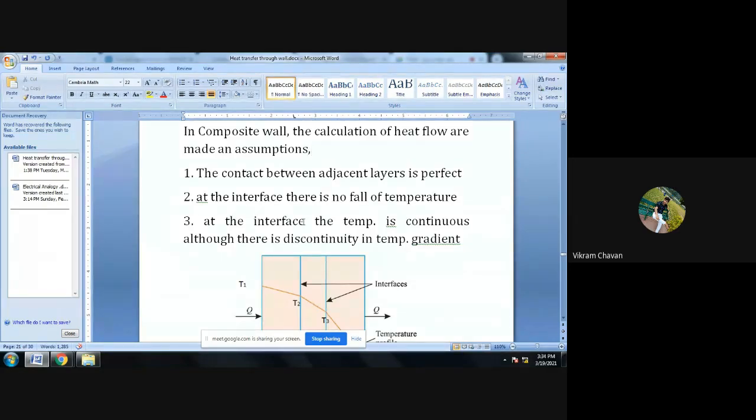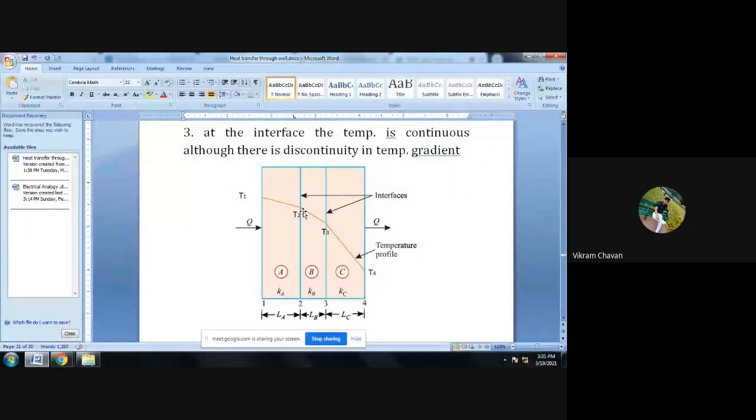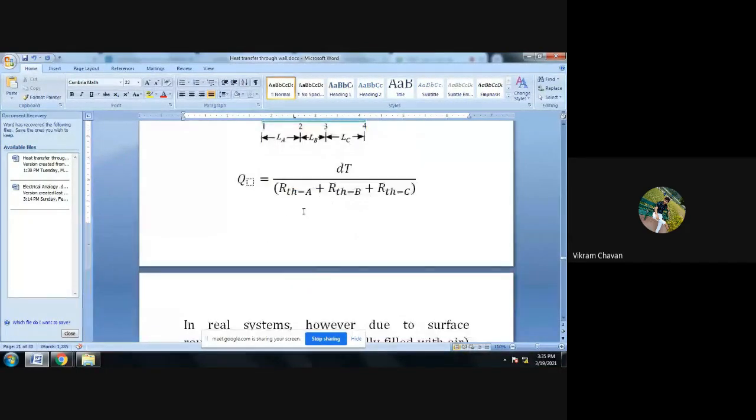We have assumed this and solved the previous problems. But what is happening? There is a discontinuity in temperature gradient, although there is discontinuity in temperature gradient. Okay, so no need to draw this.